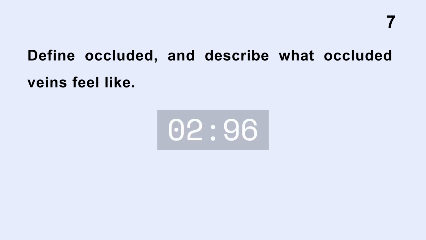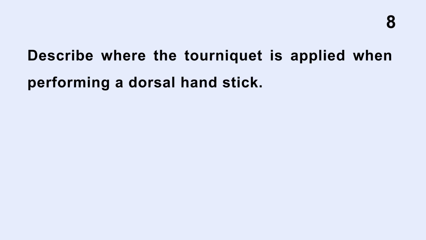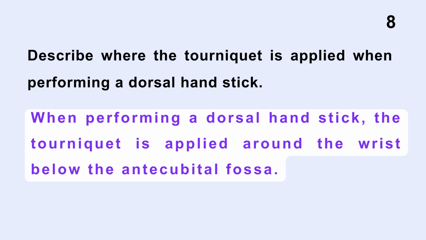Number 7. Define occluded and describe what occluded veins feel like. Veins that are occluded are blocked. Occluded veins feel hard or cord-like and lack resiliency. Number 8. Describe where the tourniquet is applied when performing a dorsal hand stick. When performing a dorsal hand stick, the tourniquet is applied around the wrist below the antecubital fossa.